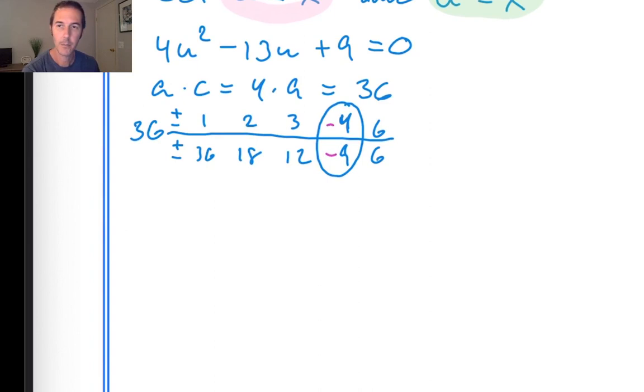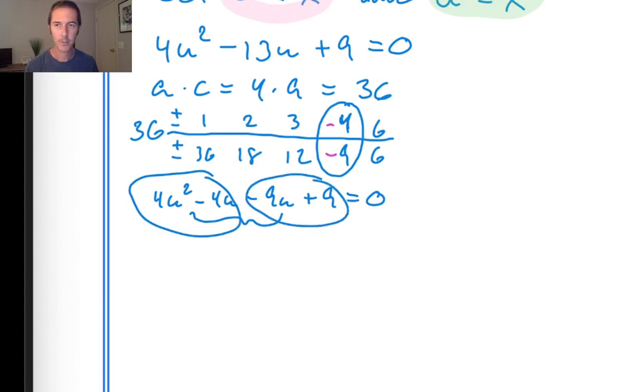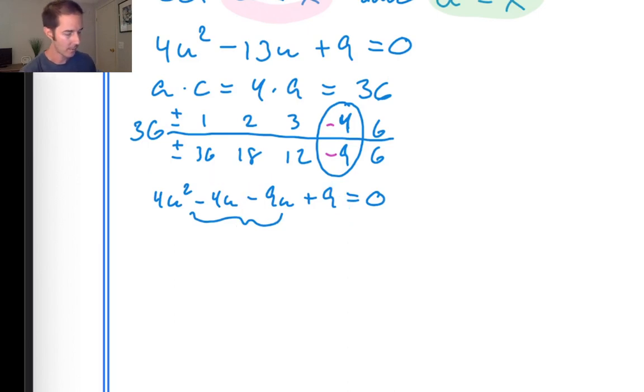Let's split the middle term. 4u squared minus 4u minus 9u plus 9 equals 0. Could I have written these two terms in reverse order? Could I have written minus 9u and minus 4u? Absolutely. Why did I choose to write it in this order? If you just look at this equation, I put the 4's with the 4 and the 9 with the 9. It's going to make my factoring process easier when I do the next step of the AC method.